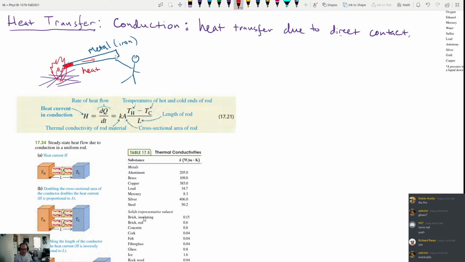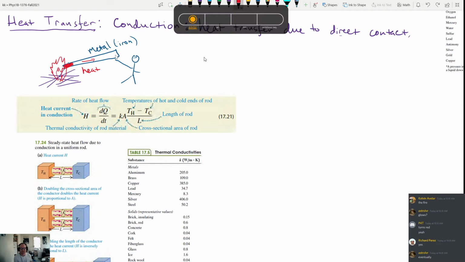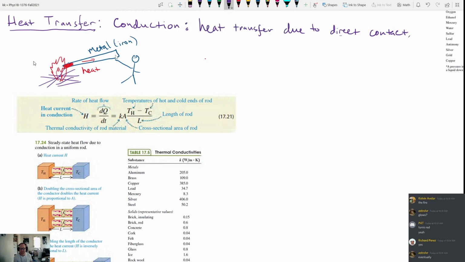Different metals have different conductivities. Different substances have different conductivities. So if I tried the same kind of experiment, but instead of a piece of metal, I take a long stick and put it into the end of the fire. So here I have wood.